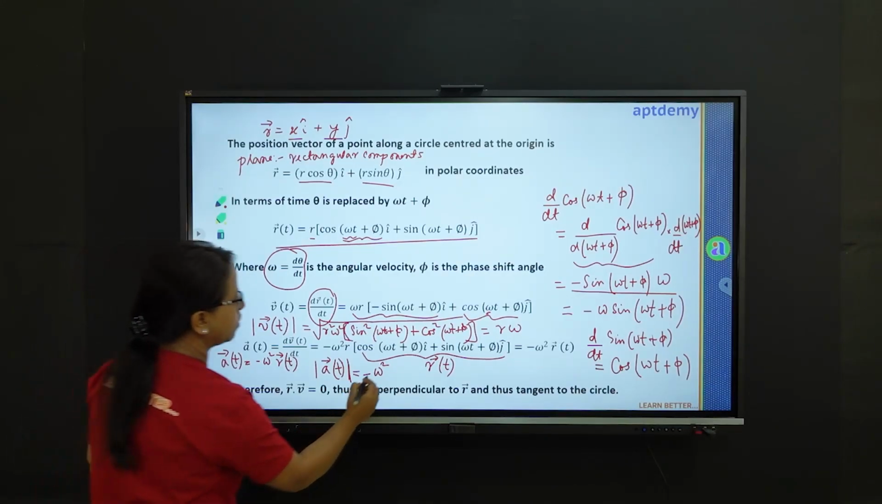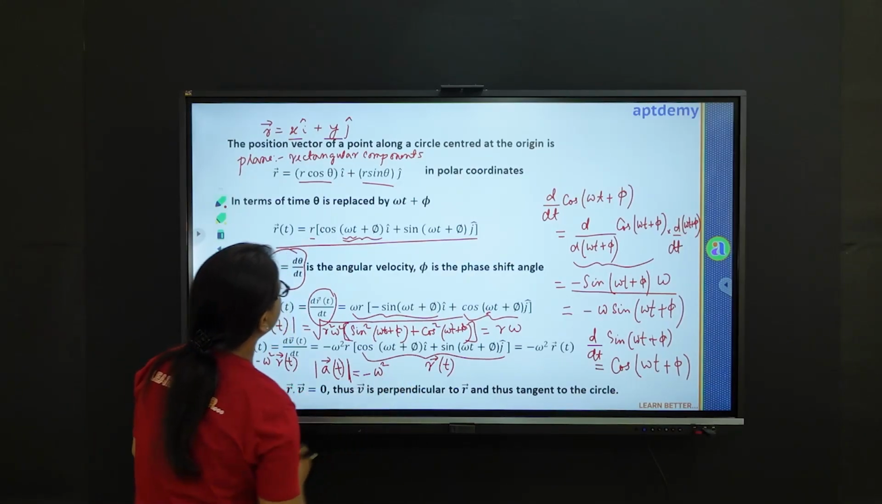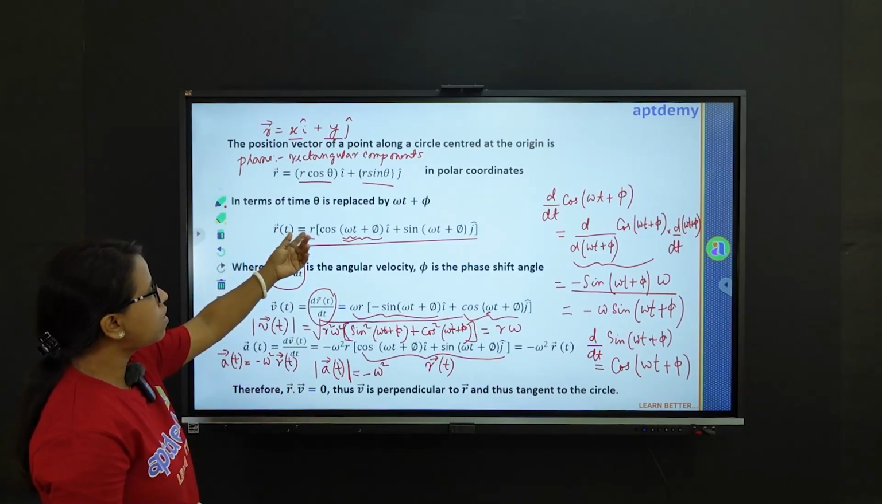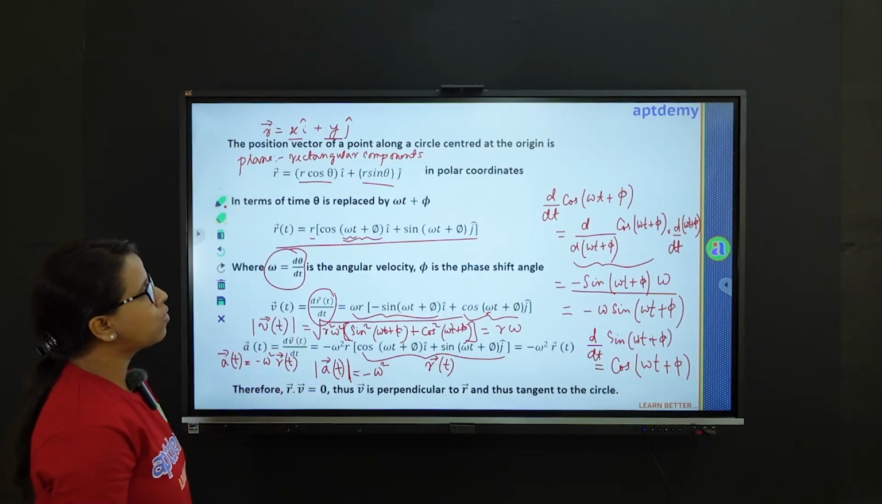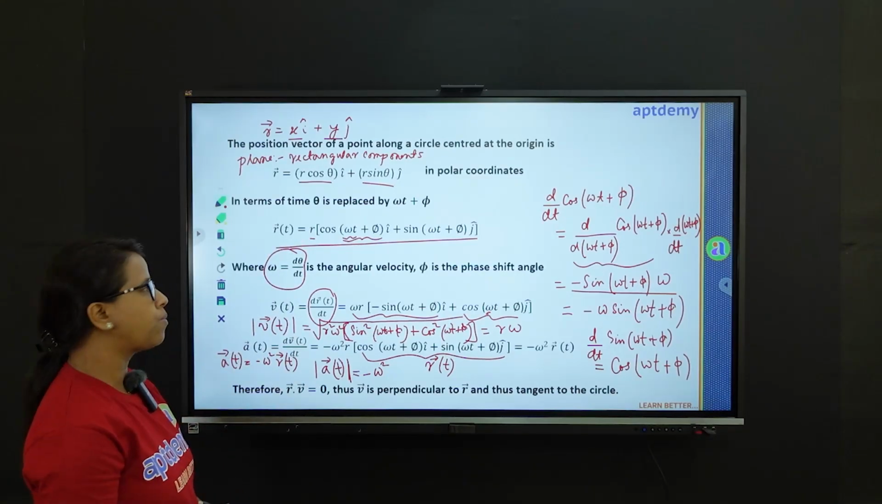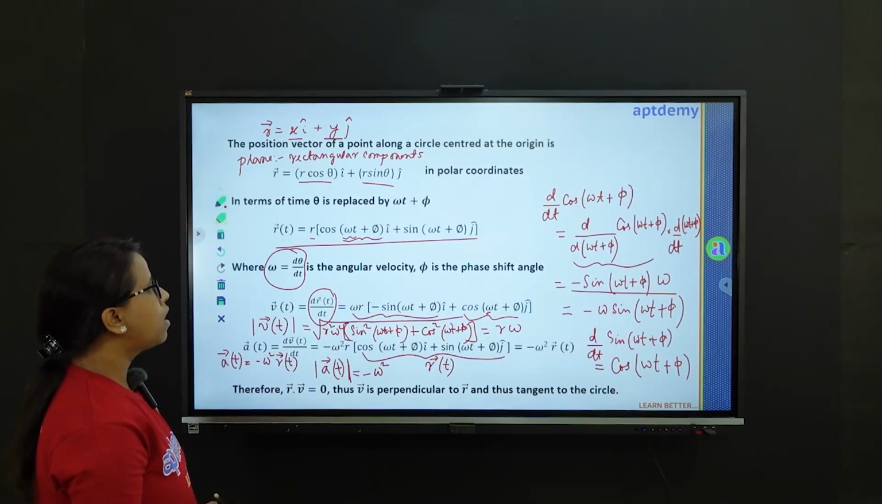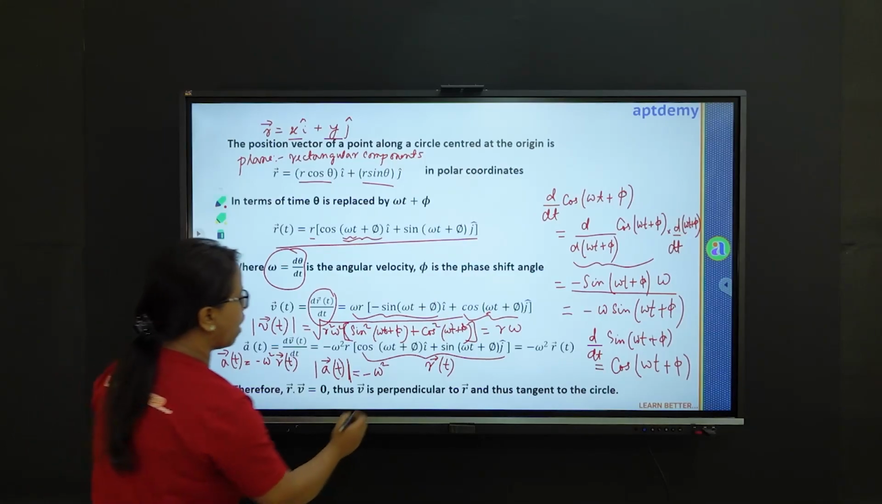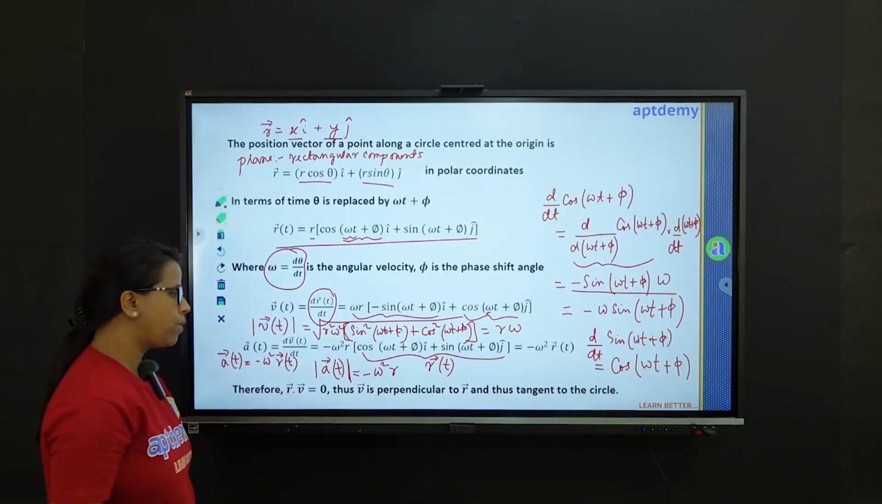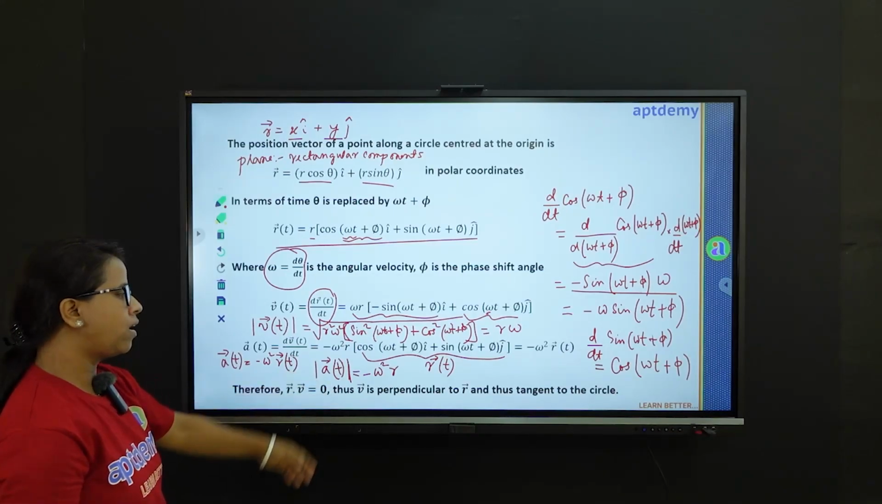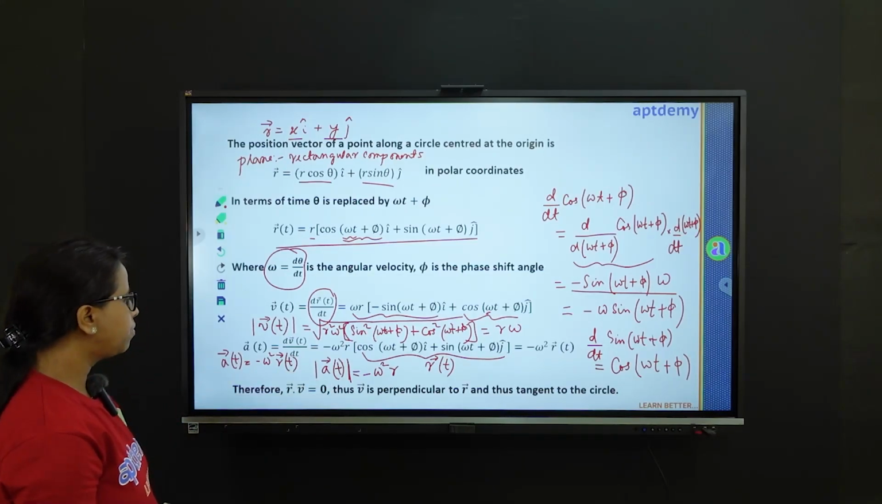Okay. So you can write this. From here this is root over r square cos square omega t plus phi plus sine square omega t plus phi, which comes out to be 1, and then we have square root over r square, which is r. So this comes out to be r. You can do this here, and ultimately we are left with this expression.